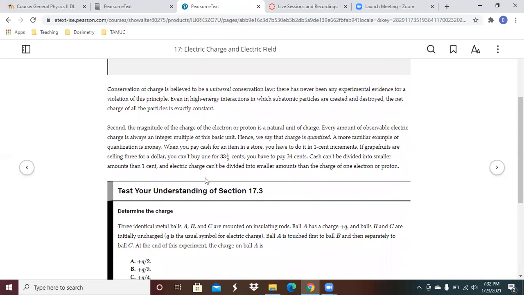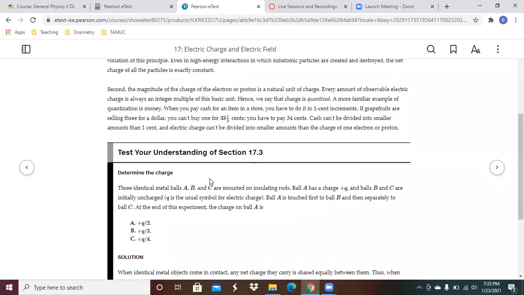Even in high energy interactions in which subatomic particles are created and destroyed, the net charge of those particles is exactly constant. Boy, that's kind of weird that we haven't been able to figure out how to create or destroy that. That really is an interesting characteristic of the universe.